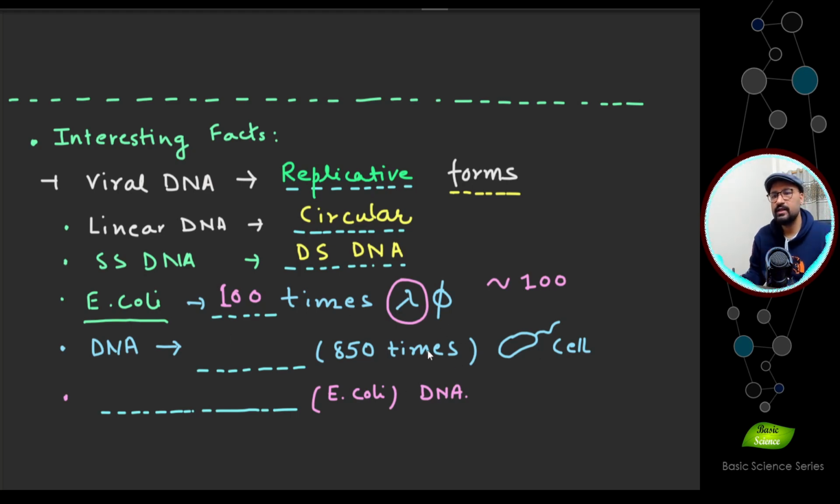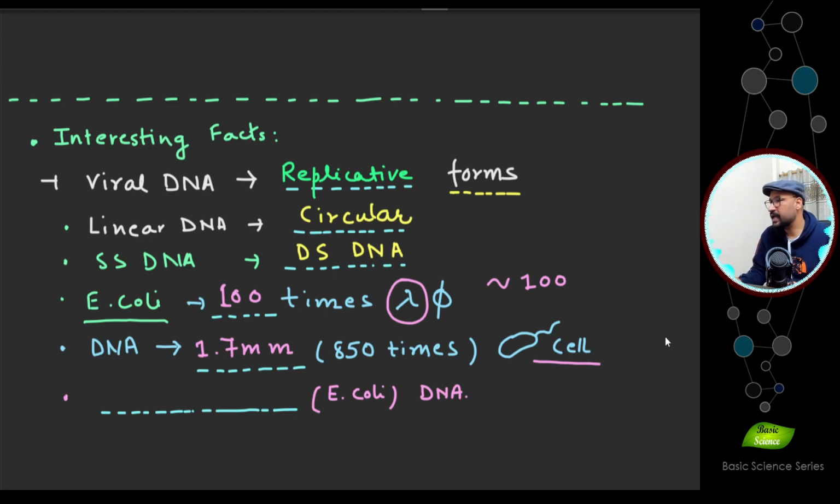Next, the DNA. This is interesting. DNA itself is much longer than the E. coli cell itself. Suppose this is the E. coli cell. It's 850 times longer than the cell itself, and you will be surprised to know this number, 1.7 millimeter. We are talking about millimeters here, not nanometers, not micrometers. So 1.7 millimeter of bacterial DNA in E. coli will be 850 times larger than the cell itself. So you can understand how compactly it has been arranged inside the cell.